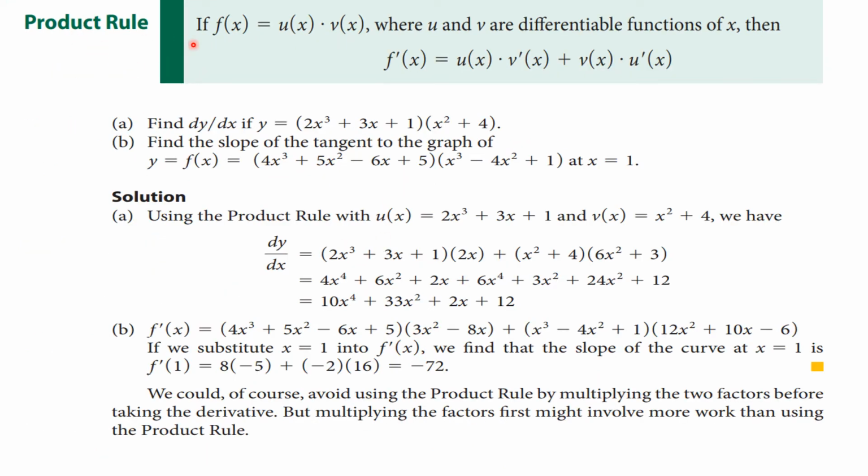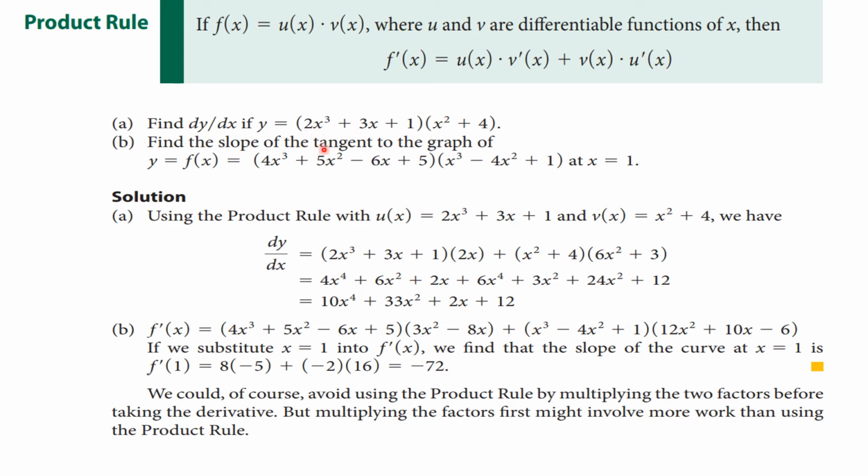Okay, this is the product rule. If f of x is equal to u(x) times v(x), where u and v are both differentiable functions of x, then how do we find the derivative of that function? It will be the first function times the derivative of the second function, plus the second function times the derivative of the first function.